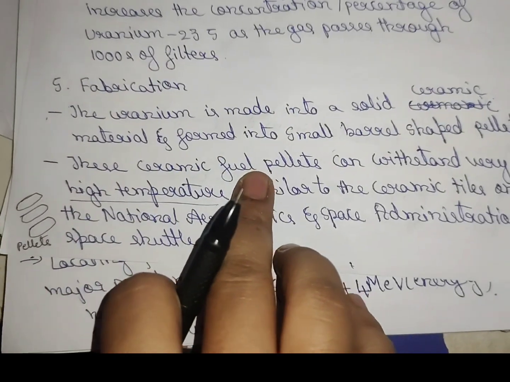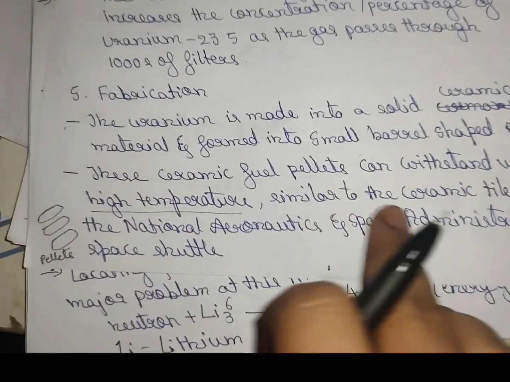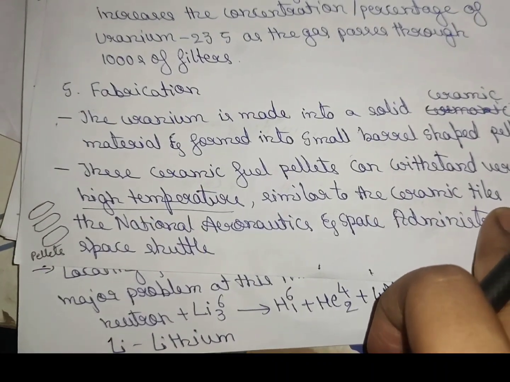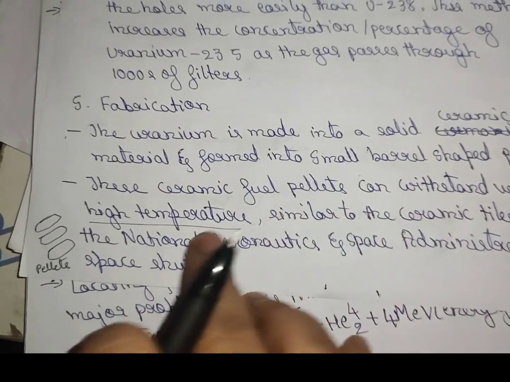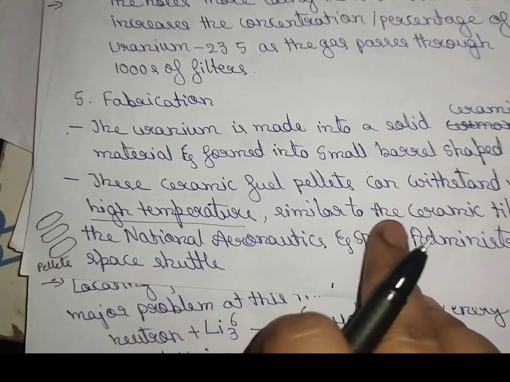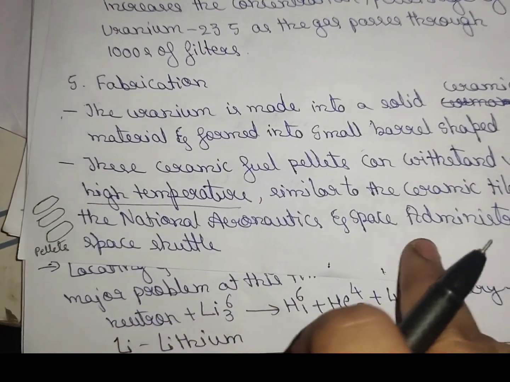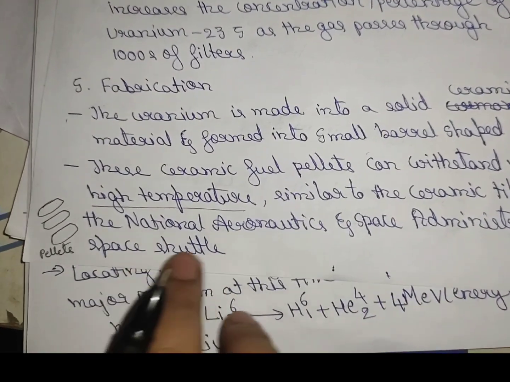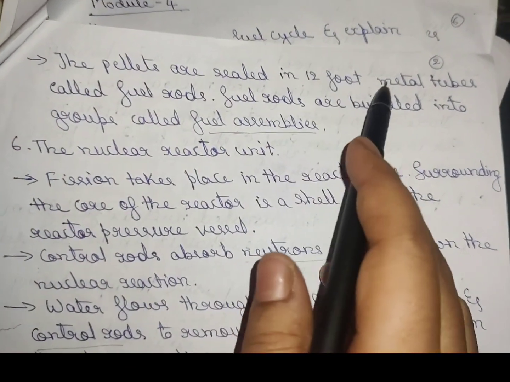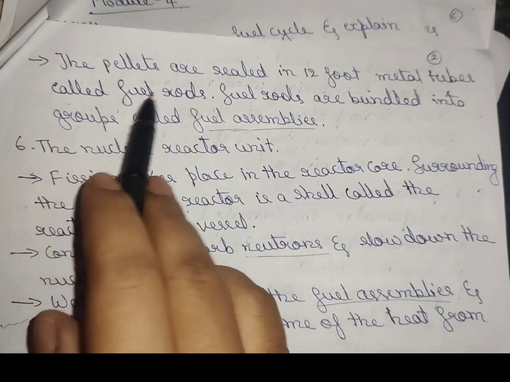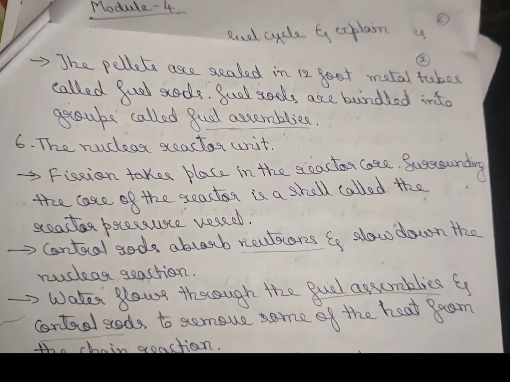Ceramic fuel pellets can withstand very high temperatures, similar to the ceramic tiles on the National Aeronautics and Space Administration space shuttle. Pellets are sealed in 12-foot metal tubes called fuel rods. Fuel rods are bundled into groups called fuel assemblies.